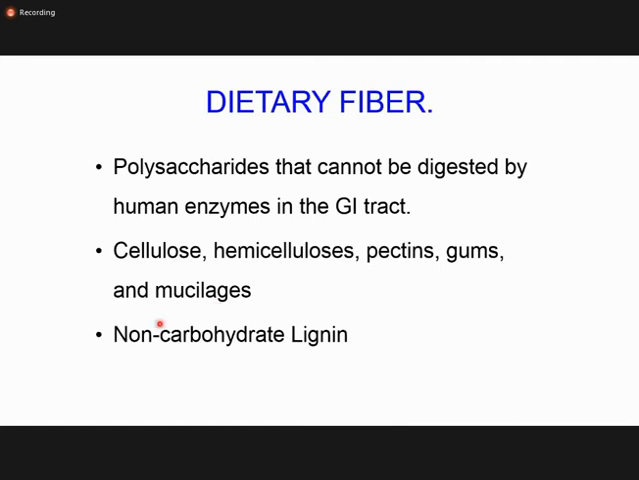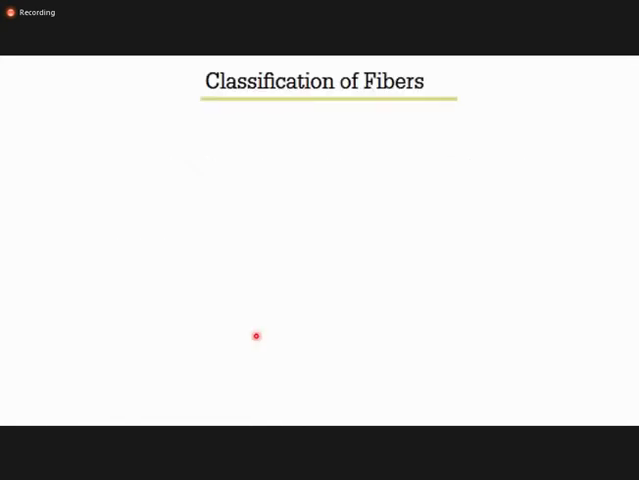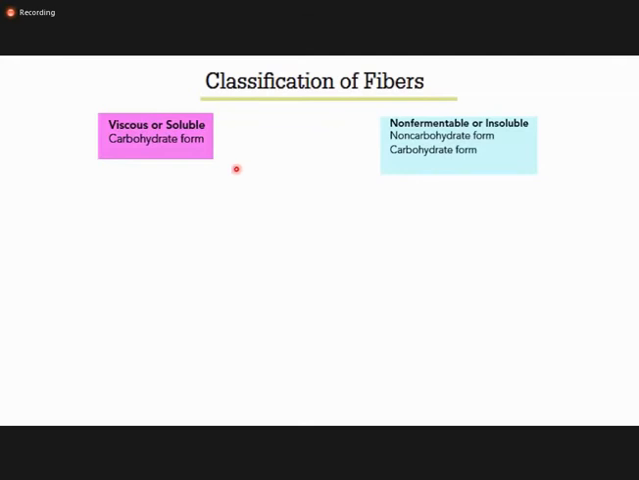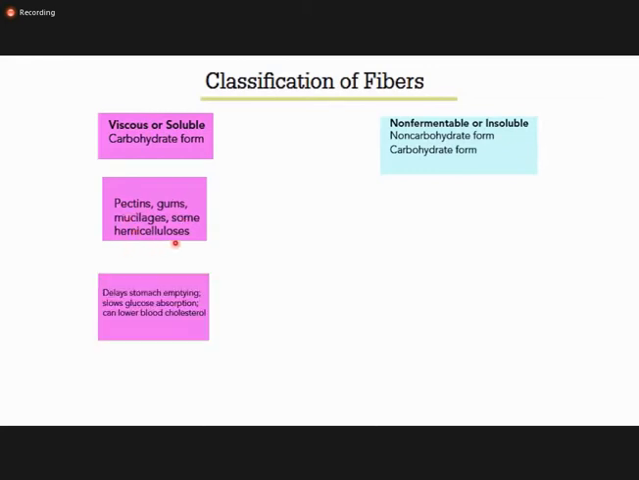Then we have a non-carbohydrate, lignin. Lignin is also classified as dietary fiber, a non-carbohydrate dietary fiber. So we can classify fibers into two types: soluble and insoluble. The soluble ones are carbohydrate form and viscous, and the insoluble, or non-fermentable, ones come from the non-carbohydrate form and the carbohydrate form. So examples of soluble fiber are pectin, gums, mucilages, and some hemicellulose.